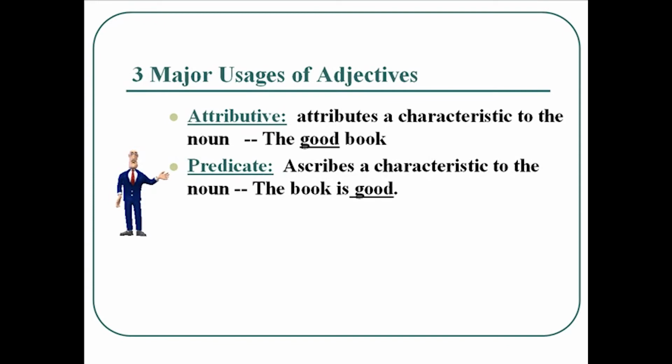Now, the predicate adjective actually ascribes a characteristic to a noun, usually using a clause or an "is" verb to do that. So in this case, it would be, the book is good. It ascribes the characteristic of good to the book.